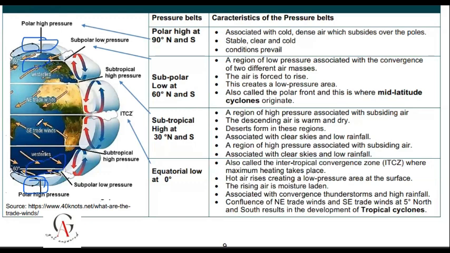In that pressure belt, we have a low pressure. That is typical of a belt which has got low pressure. It's called the subpolar low pressure belt. Then we move on to the next pressure belt, which is around the region of 30 degrees to the north and around the region of 30 degrees to the south. That is what we call the subtropical high pressure belt. It's subtropical high pressure in the north and subtropical high in the south.